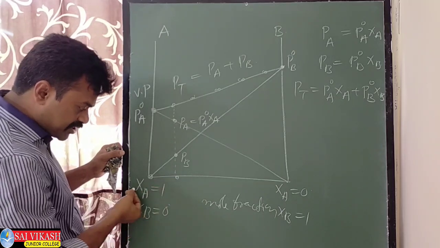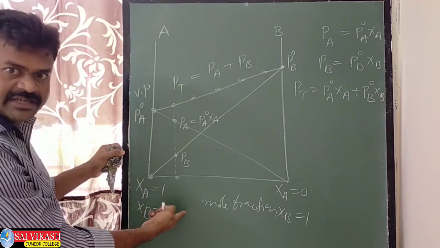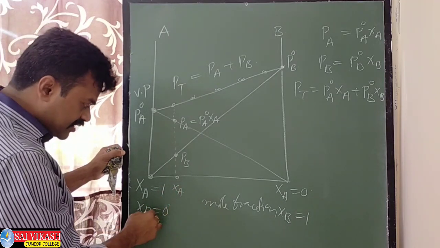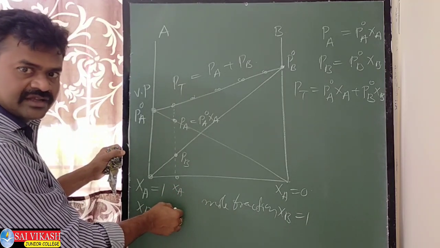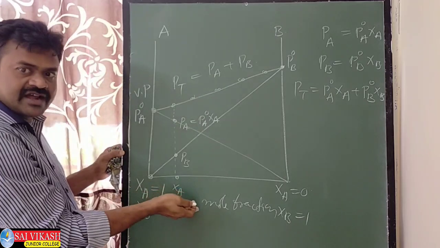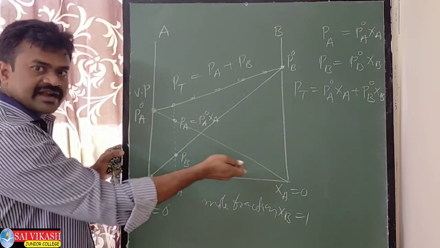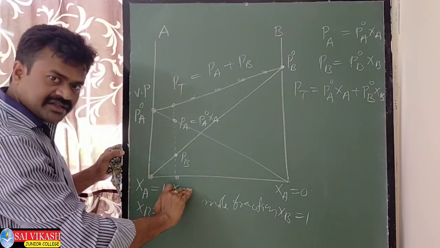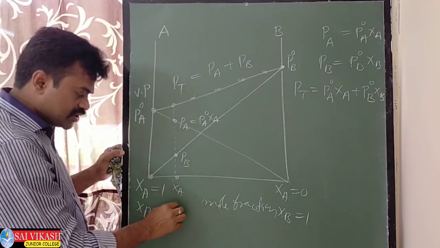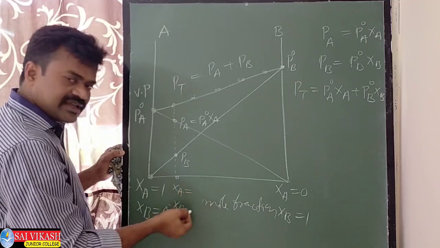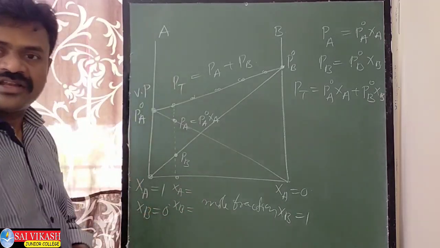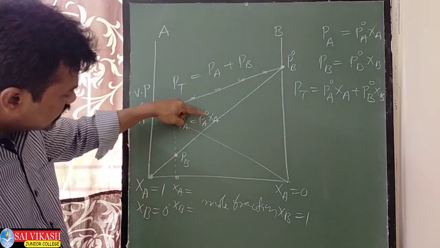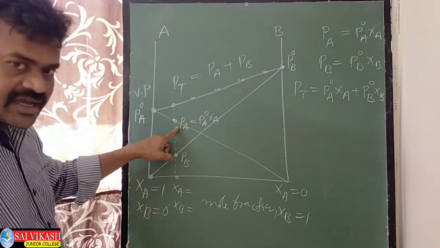At this point you will get some XA value, some XB value also. Here also XA value you will get, here also XB value you will get. Because we have added XB, the graph is moving in the right-hand direction. XB we are adding, so XA will decrease, XB will increase. So you will get some XA value, some XB value. That is why by using this XA and P naught of A, PA will come.